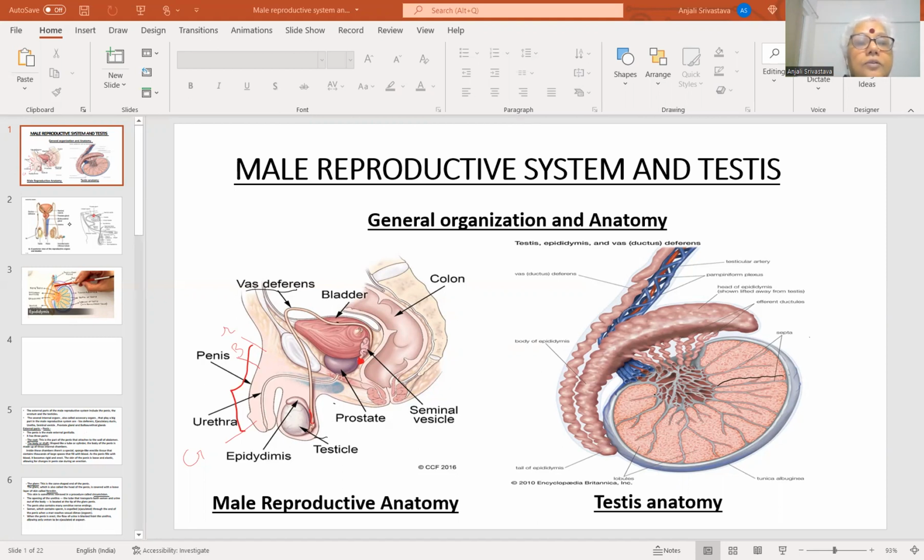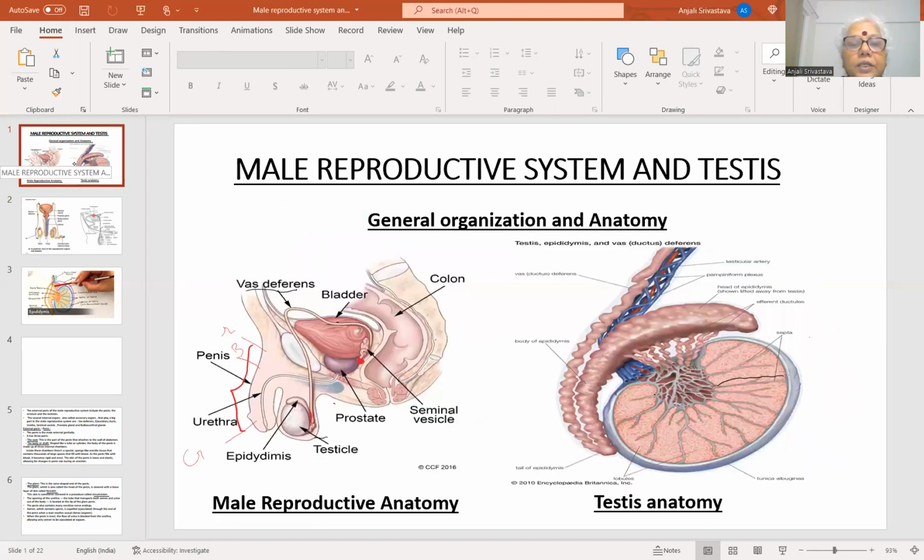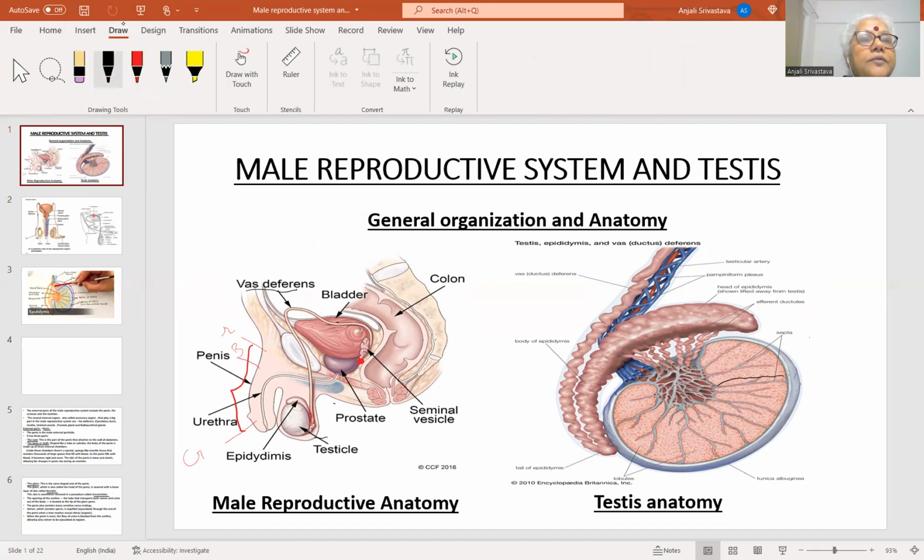So let's start. I'm trying to confine the topic within one or two slides. After that, I have prepared for your notes a good number of slides with good number of diagrams that you can take for your note preparation. So this is the male reproductive system. This is the male reproductive anatomy, and this is the testis anatomy that we are going to see in detail. As a whole, the male reproductive system includes these parts.